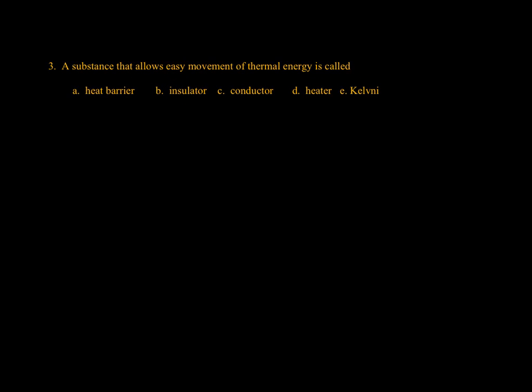A substance that allows thermal energy to move is called a conductor. That's true for electric energy as well. Things that move it readily are called conductors. Things that impede or slow down the transfer of energy are called insulators. We use metal pots and pans because metal is a good conductor of heat.